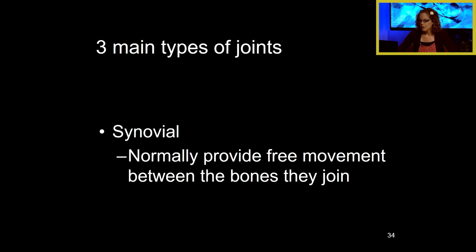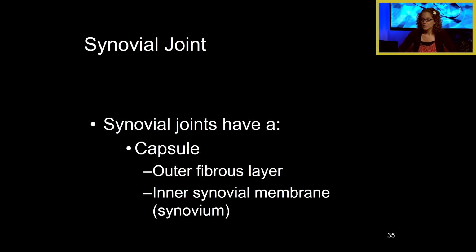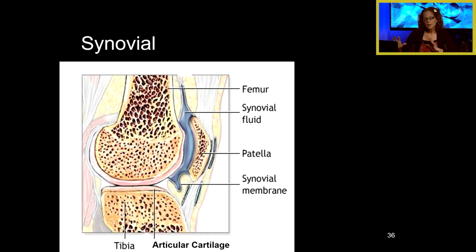And then we have synovial joints. These normally provide free movement between the bones that they join, okay? Synovial joints have a capsule or an outer fibrous layer, and then they have an inner membrane called the synovial membrane. We're going to talk a little bit more about these because these are very important for us as humans to be able to have free movement in our bodies. When we have diseases associated with our joints, it can be very debilitating.